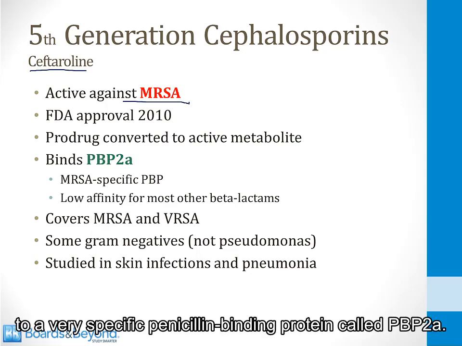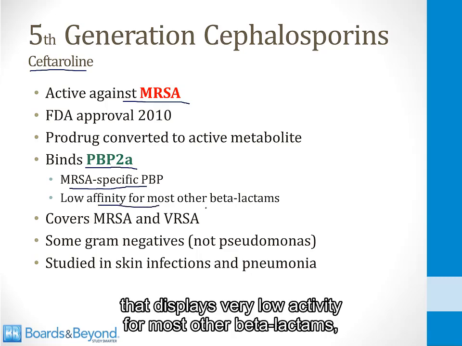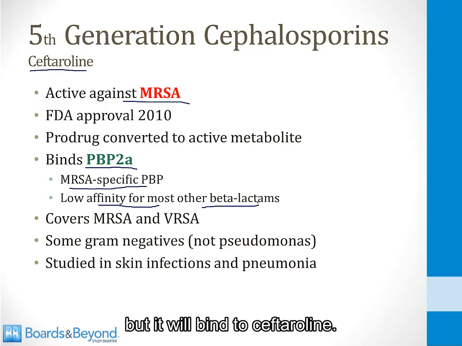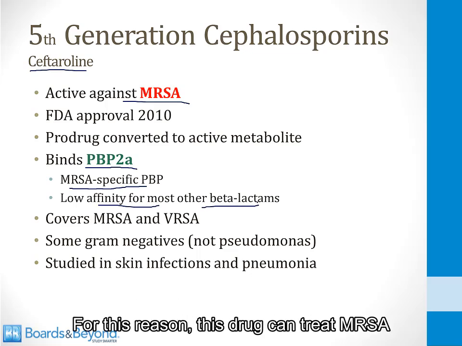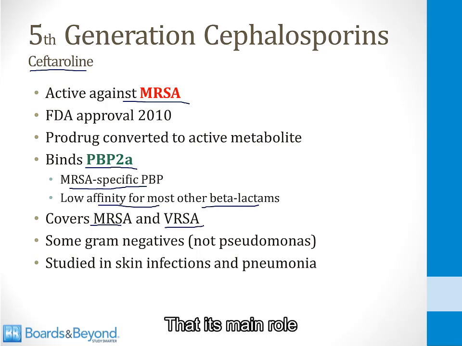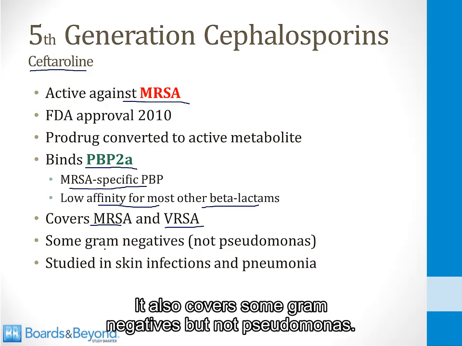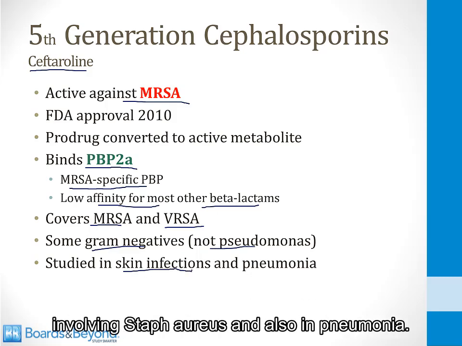It can bind to a very specific penicillin binding protein called PBP2A. This is a MRSA-specific penicillin binding protein that displays very low activity for most other beta-lactams, but it will bind to ceftaroline. For this reason, this drug can treat MRSA and also vancomycin-resistant Staph aureus, and that's its main role and the one that you want to remember for the Step 1 exam. It also covers some gram-negatives but not Pseudomonas, and it's been studied mostly in skin infections involving Staph aureus and also in pneumonia.